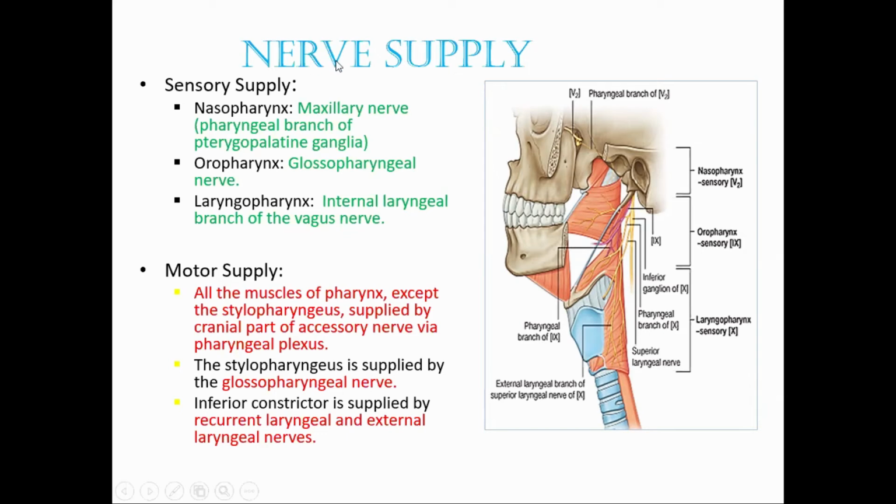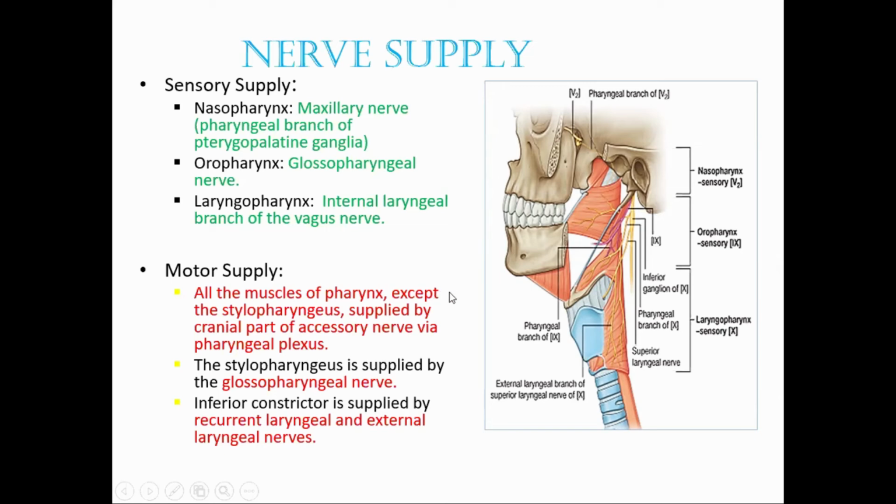Now the nerve supply. Nerve supply again is important. So muscles and the nerve supply are important in the pharynx. Sensory innervation: the nasopharynx is supplied by the pharyngeal branch of the pterygopalatine ganglion. Oropharynx, glossopharyngeal nerve. Laryngopharynx, innervated by the internal laryngeal nerve. These are the sensory supplies. Nasopharynx via the pharyngeal branch of the pterygopalatine ganglion, oropharynx by the glossopharyngeal nerve, laryngopharynx by the internal laryngeal nerve.